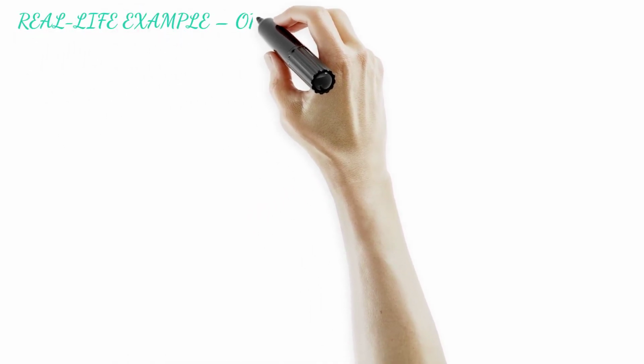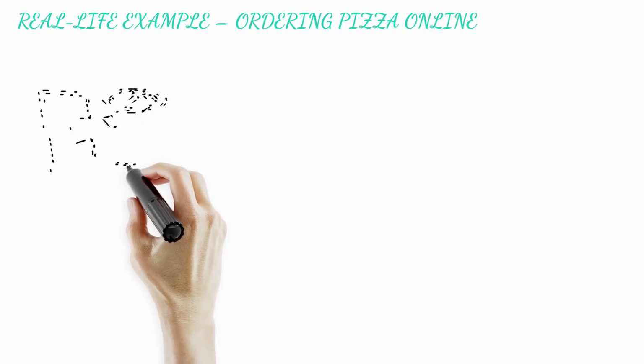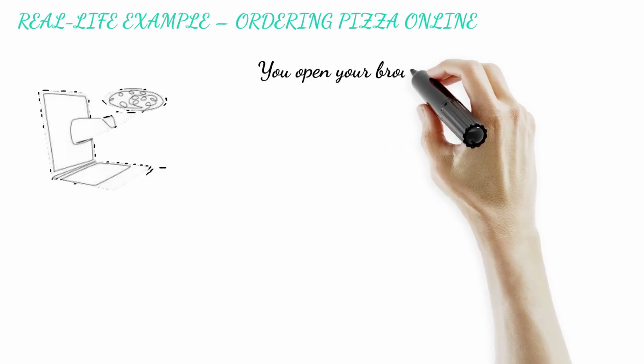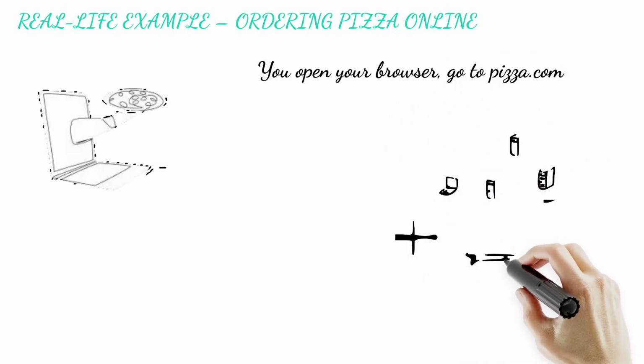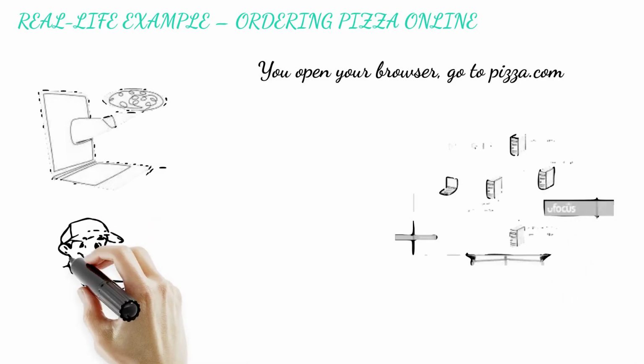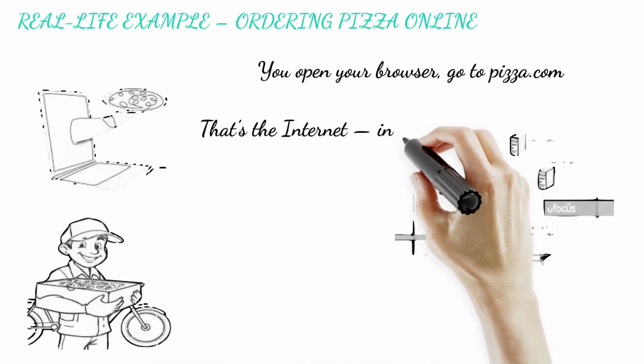Real-life example, ordering pizza online. Imagine you're hungry and order pizza online. You open your browser, go to pizza.com. The DNS finds the server, and the server sends back the menu. You choose, pay, and the server confirms. That's the internet in action.